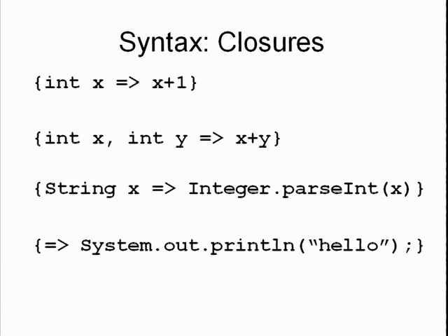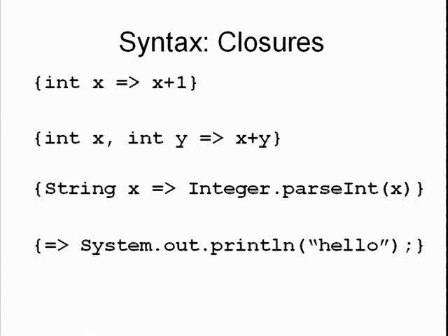Finally, here is a closure that doesn't take any parameters. It just prints something on the output, and it has no result. It has a void result type. And you can tell it has a void result type because there's a semicolon here. There's no final expression. It's just a statement instead of an expression. So if a closure has a result, it's the final expression inside the body. If there is no final expression, then the closure has a result of void.